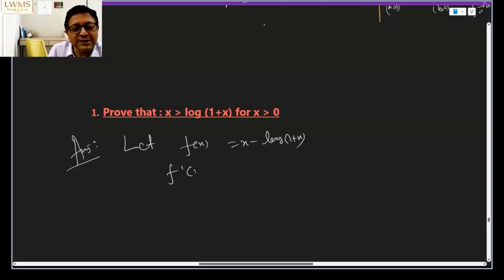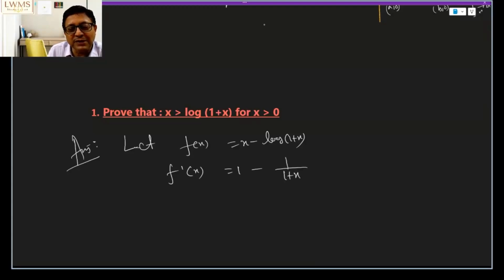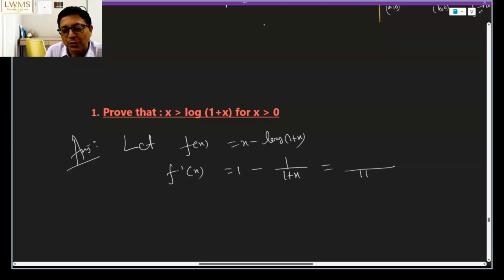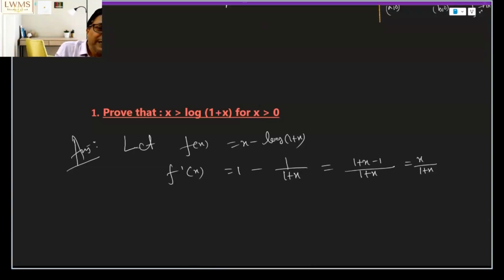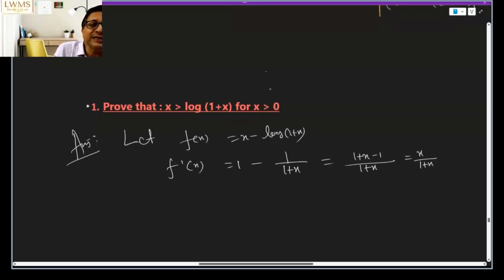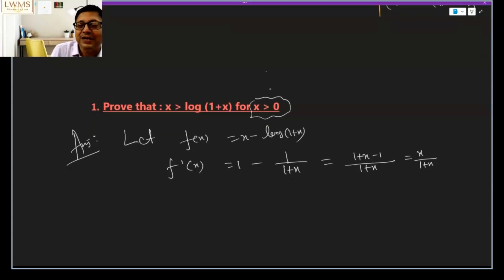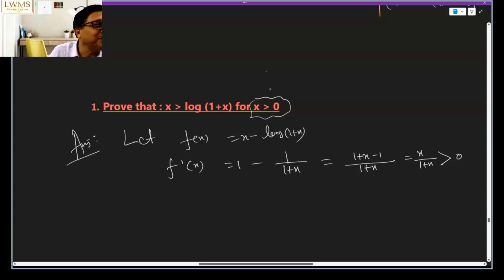f'(x) is what? 1 minus 1 by 1 plus x. Taking the LCM of 1 plus x, it is (1 plus x minus 1) by 1 plus x. And about this sum, there is no confusion. Why? No confusion because it is given that this x is positive. Isn't it? So, can't I say that this is greater than 0? So, f'(x) greater than 0.